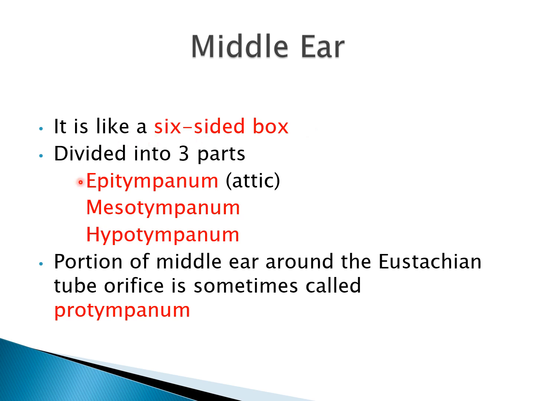And the middle ear is divided into three parts. So the upper part of the middle ear is called attic or the epitympanum. The middle part is the mesotympanum and the lowermost part is the hypotympanum. And sometimes the portion of the middle ear around the eustachian tube is called protympanum area. But basically middle ear is divided into three parts.